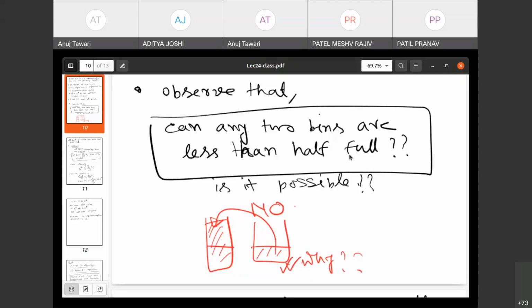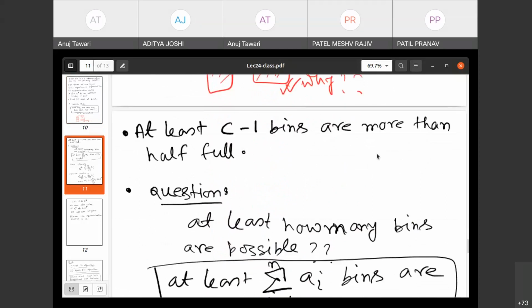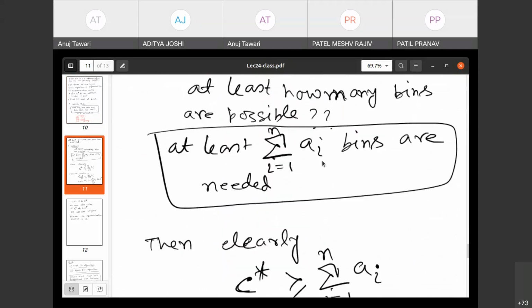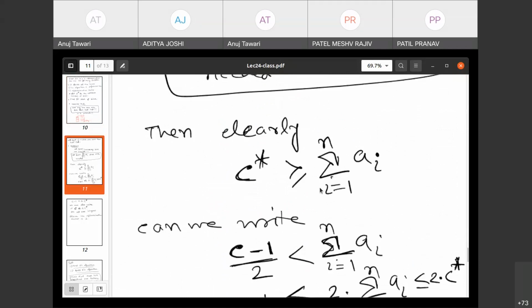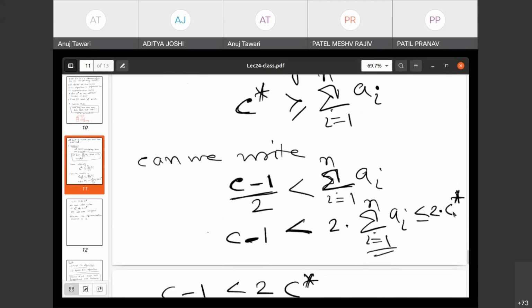Okay. So again, this observation works, and again, you can say that at least C minus 1 bins are more than half full, and at least how many bins are possible, summation AI. So the optimal solution will be at least this much. And we know that C minus 1 by 2 is less than this value, which is less than twice C star.